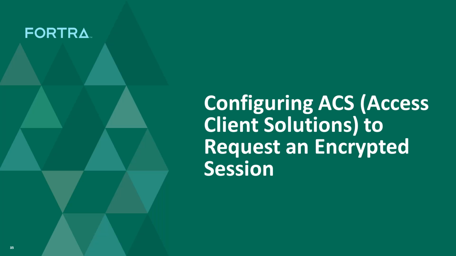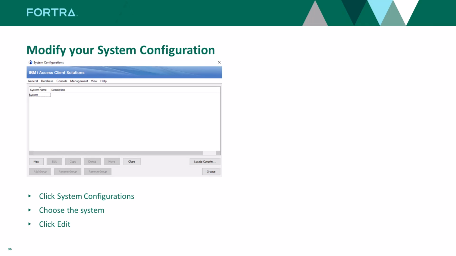So now we have our certificates assigned, our servers are ready. How do we configure ACS to actually request that encrypted session? So within ACS, you're going to modify your system configuration by clicking on System Configurations, choosing the system that you want to modify, and then editing.